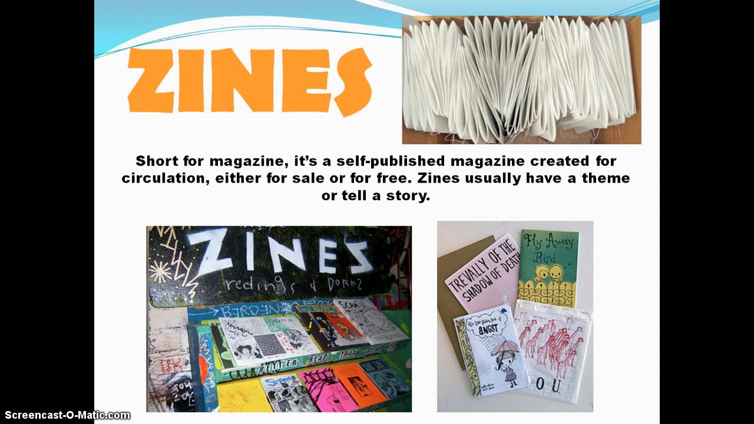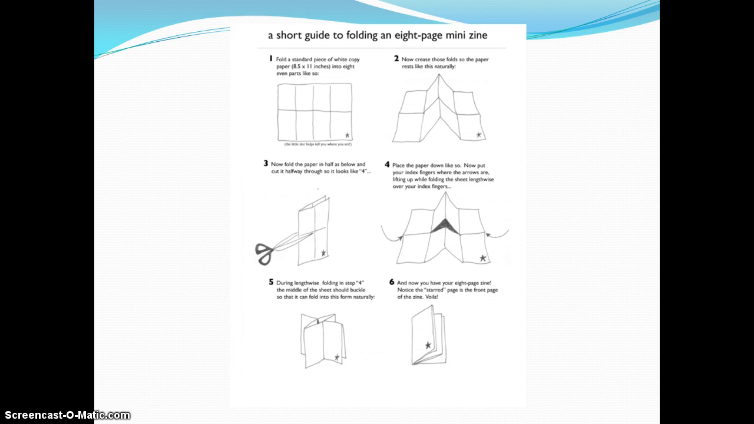The next example is a zine. In the world of publishing, it's a short magazine. It's self-published and creative circulation. In the classroom, it's a foldable that can be used to help students define certain concepts on any given topic. Here are the directions for it.